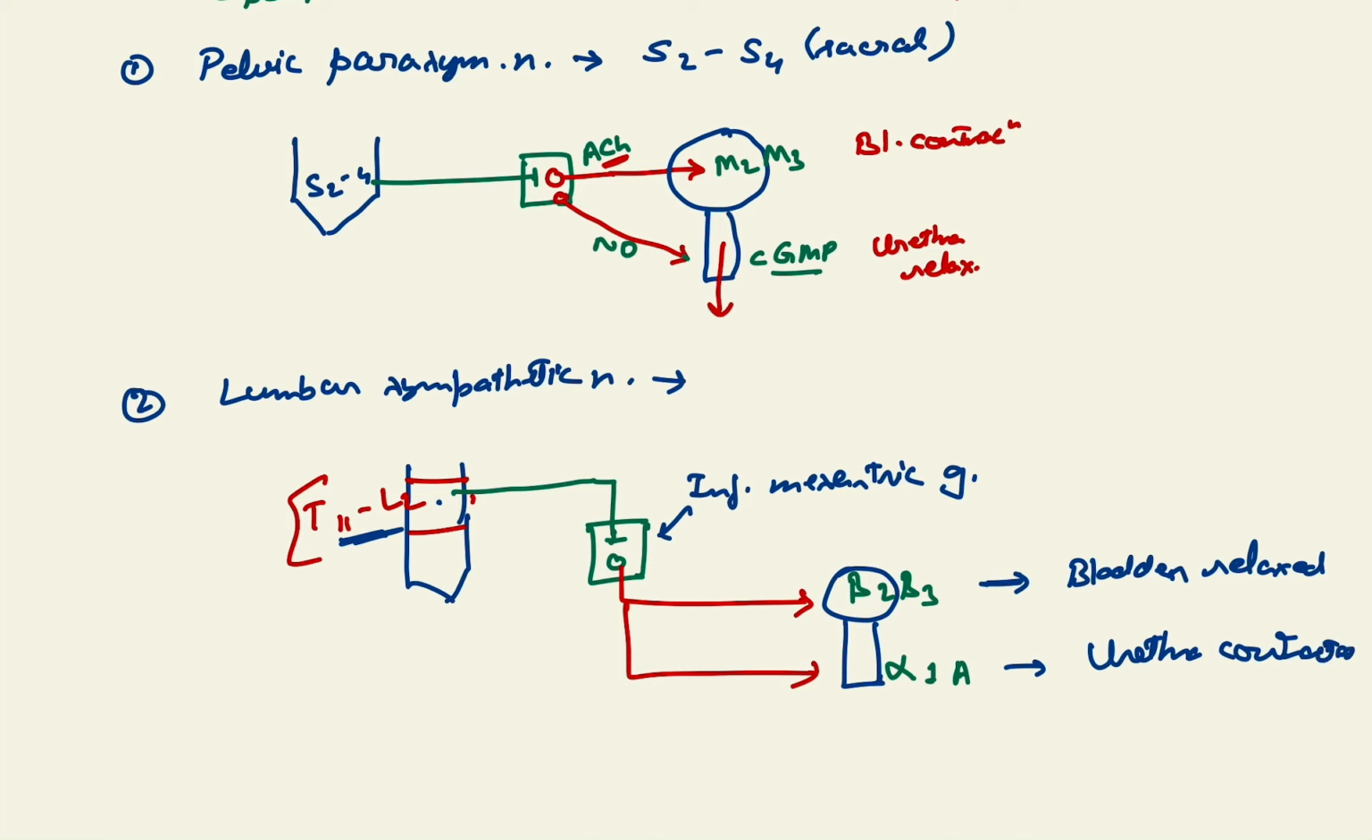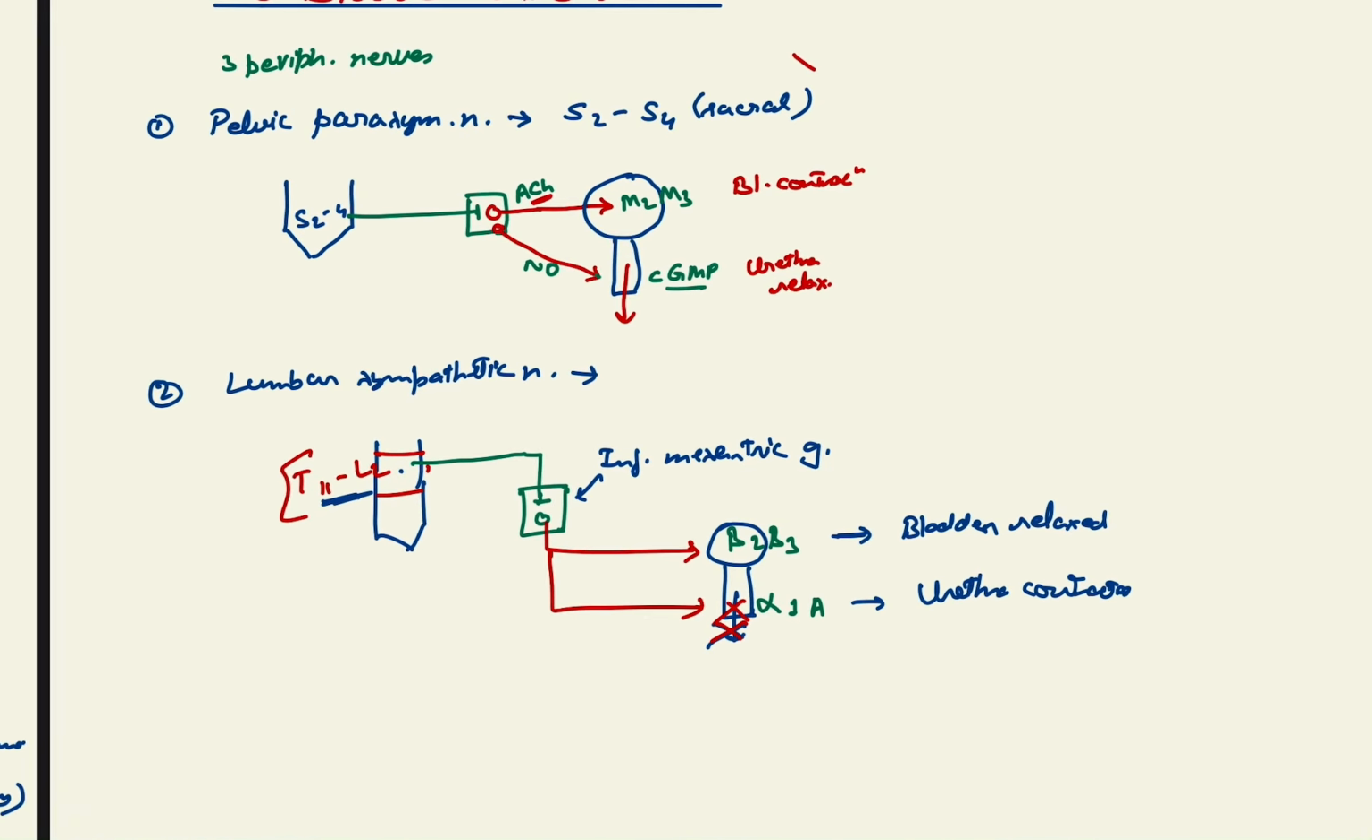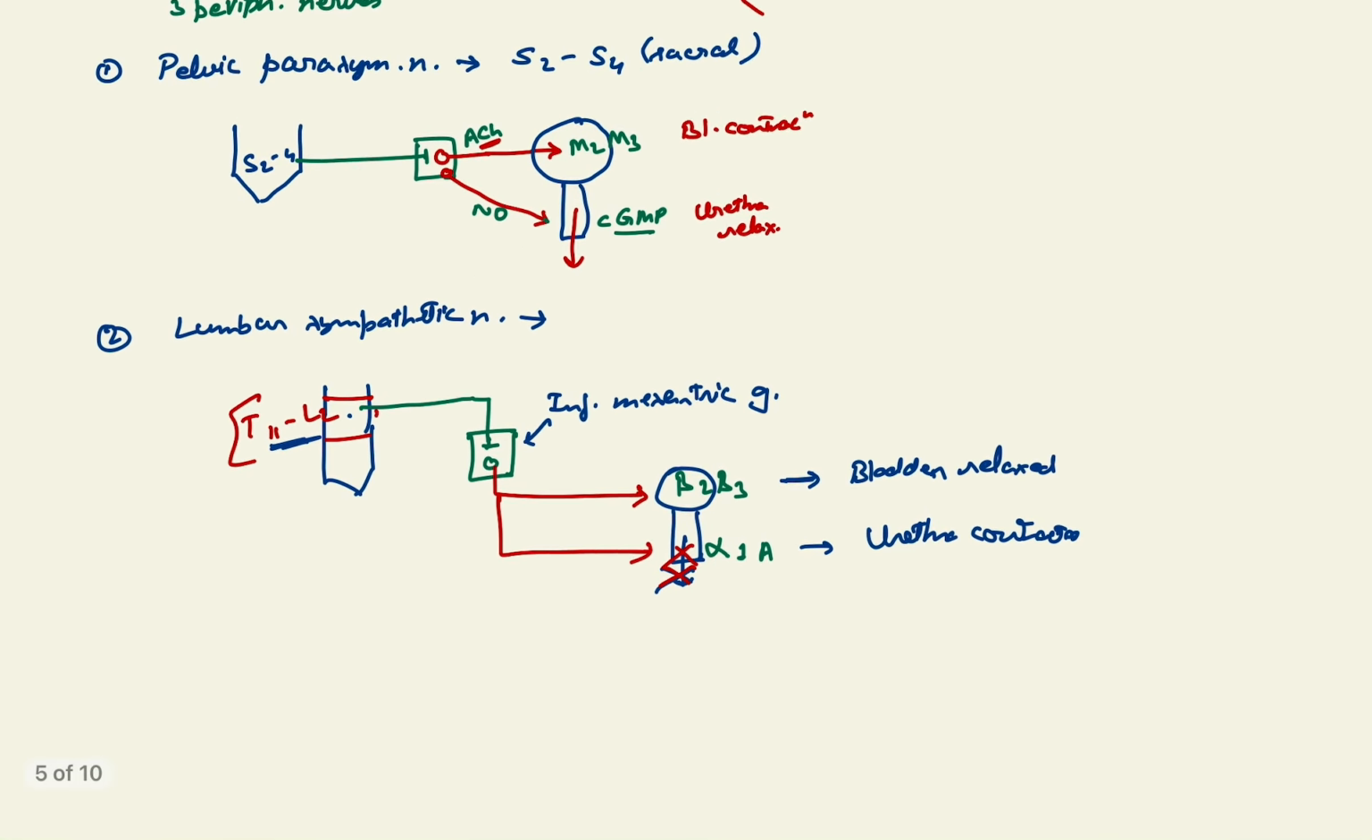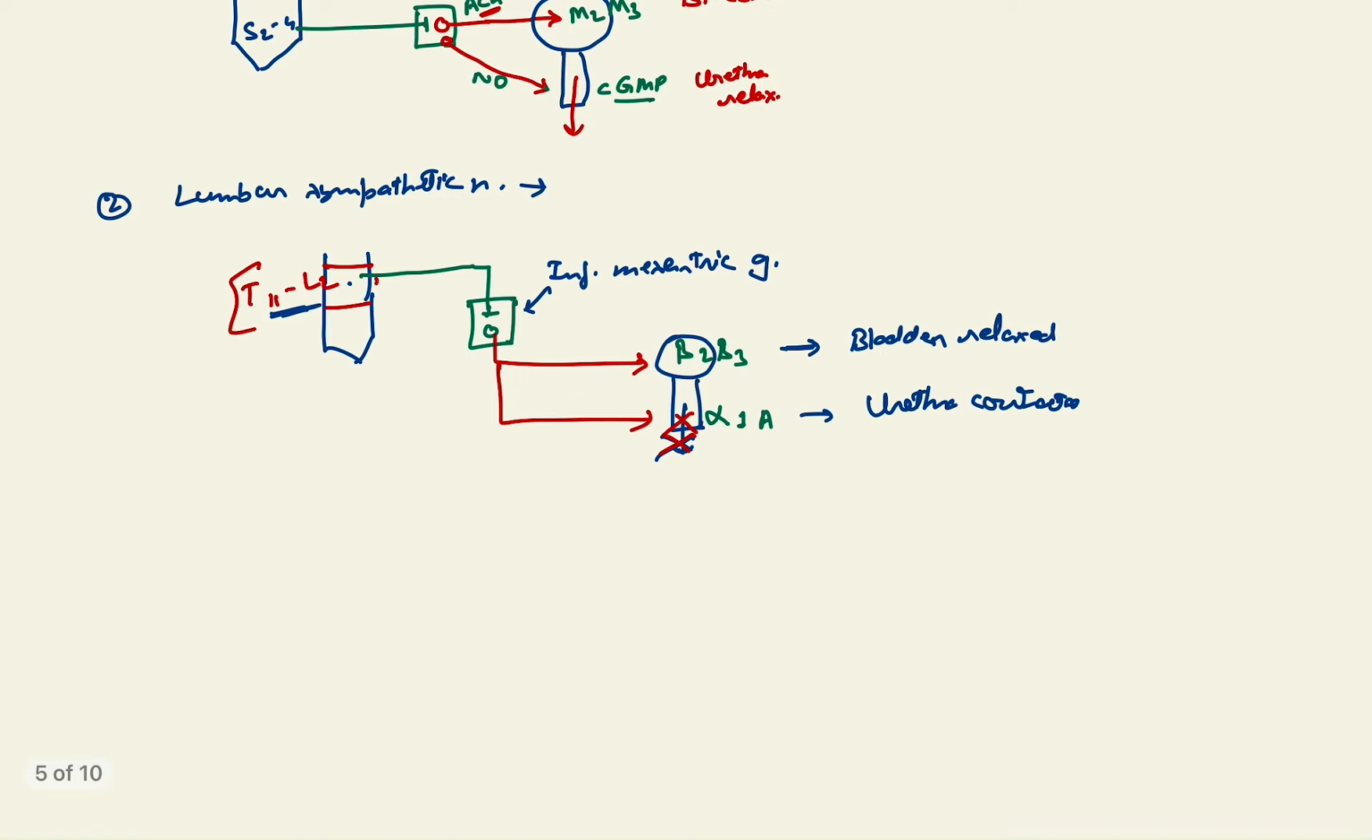That means there is no urine outflow. The urine gets stored in the bladder, right? So these are the two nerve supplies. Now coming to the third part. Third is the pudendal nerve, which has the somatic supply, or the somatic pathway of the nerves.